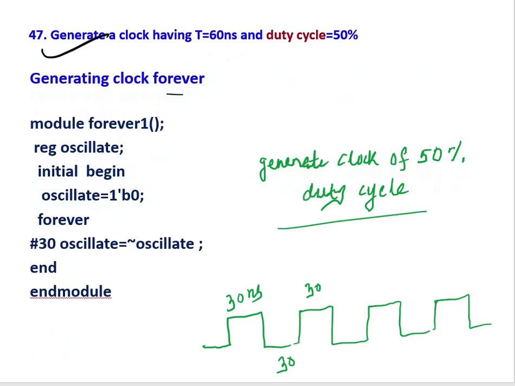Generate a clock having a time period of 60 nanosecond and a duty cycle of 50%. So this is the code. If you do not understand this one, then you can ask me in the comment section and I will explain this one.